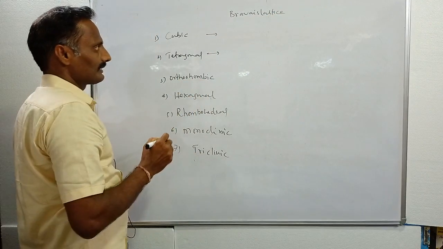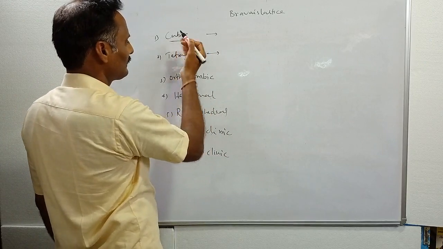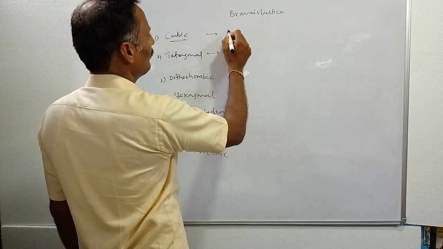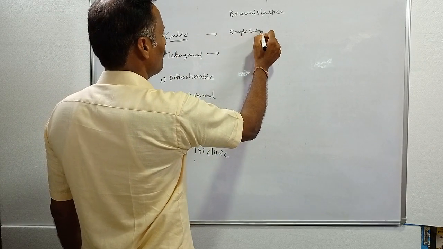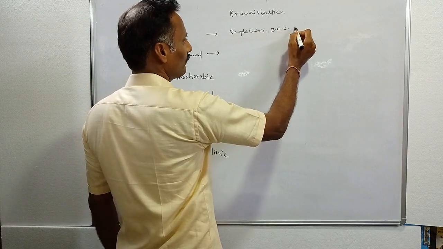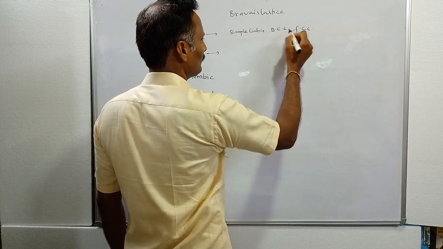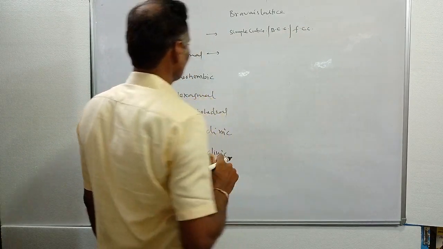And if these Bravais lattices come across one by one, here cubic crystal has 3 types of Bravais lattices. One is simple cubic, one is body centered cubic, one is face centered cubic. This is simple cubic, body centered and face centered.